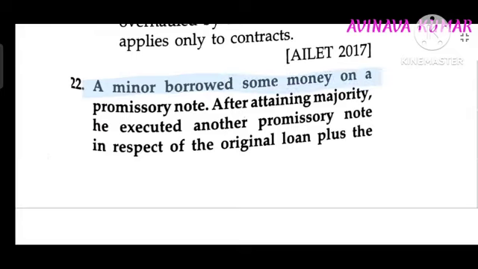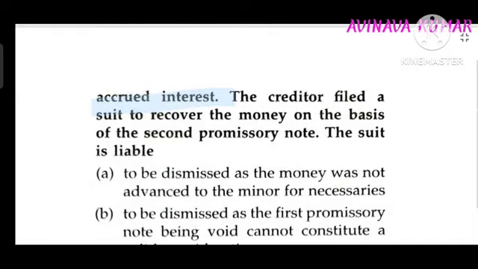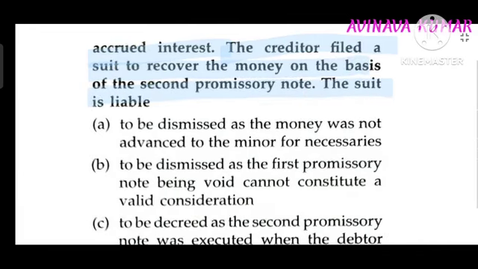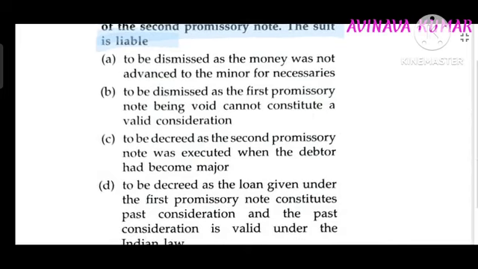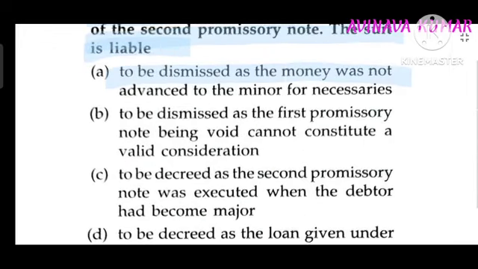A minor borrows some money on promissory note. After attaining majority, he executes another promissory note in respect of original loan plus the accrual interest. The creditor filed a suit for recovery of the money on the basis of second promissory note. The suit is liable to be dismissed as the money was not advanced to the minor for necessary.